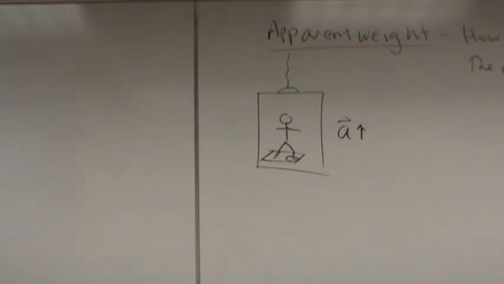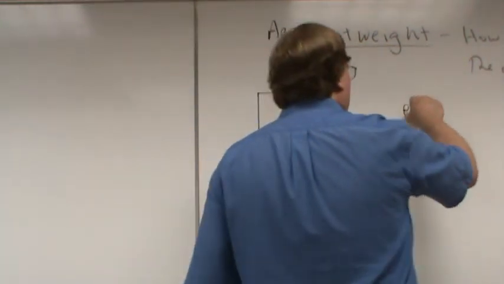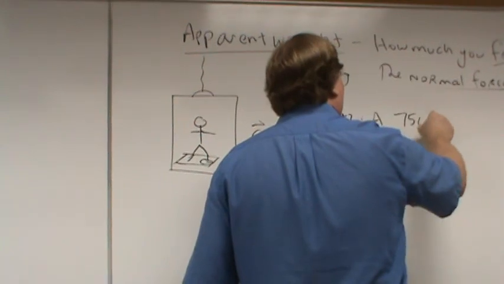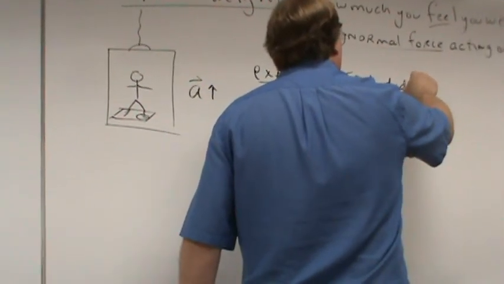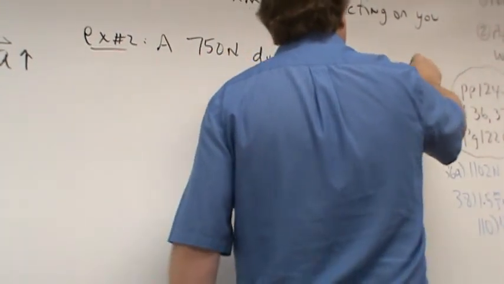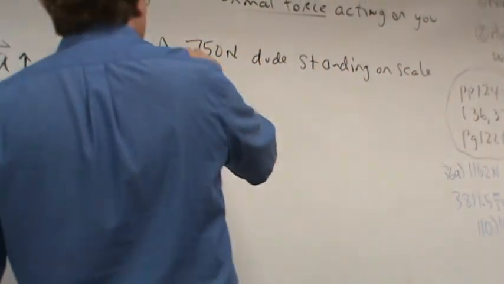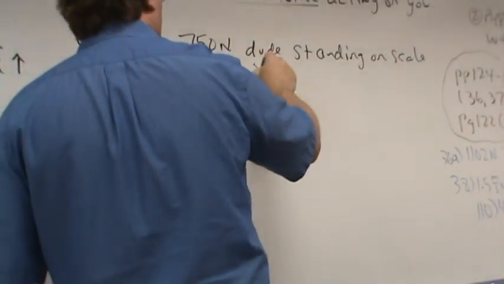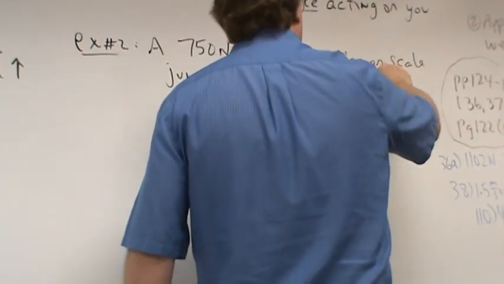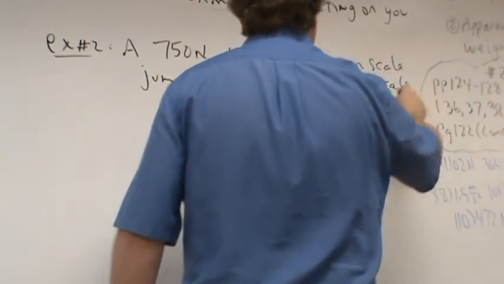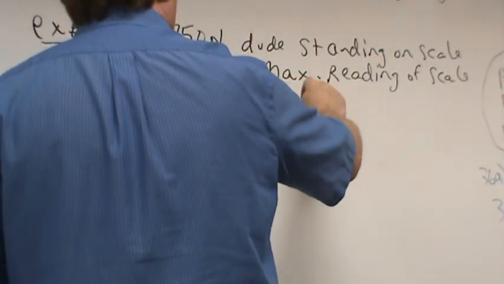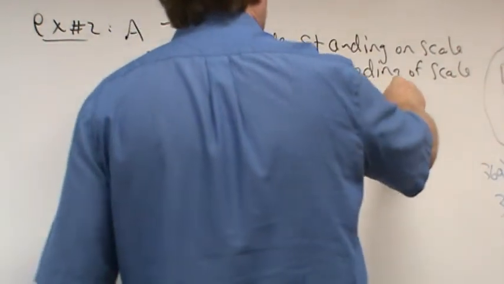Okay, so here's what happens. Here's the next example, okay? A 750 newton dude standing on a scale jumps up. The maximum reading of the scale is 850 newtons. Find his acceleration.